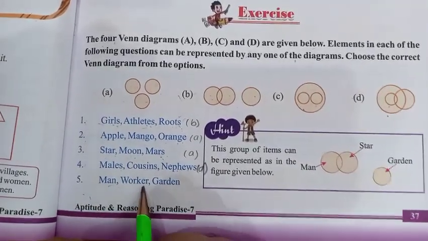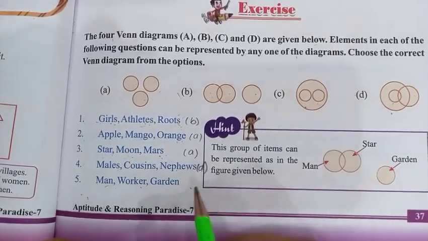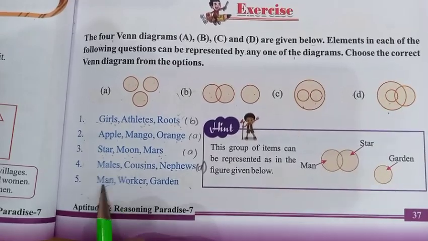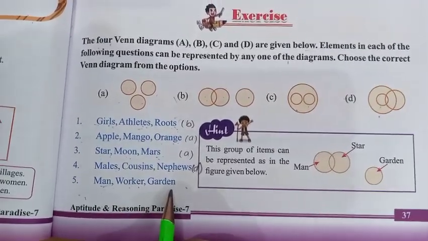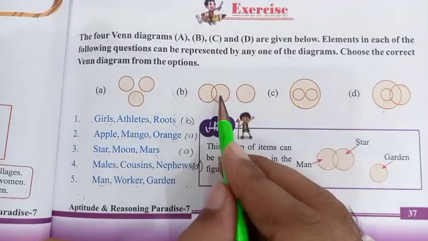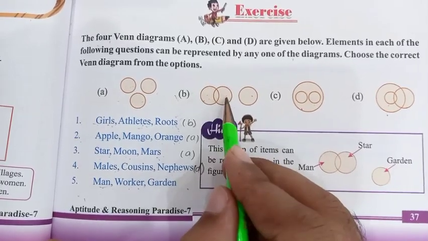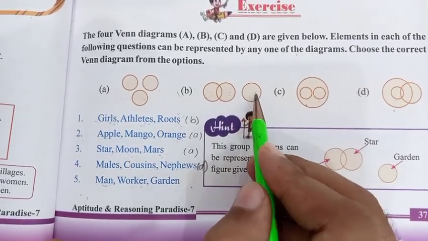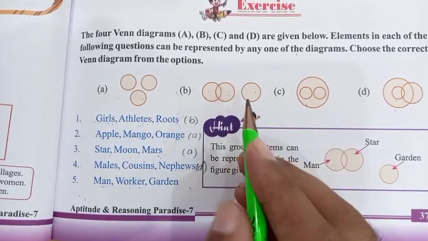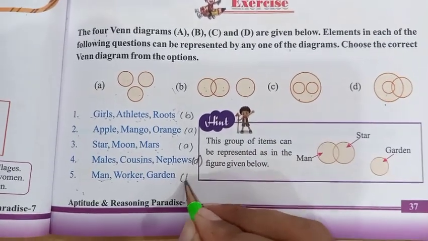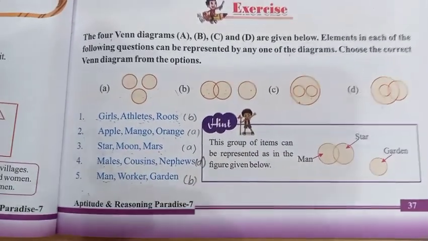Next, man, worker, garden. Man and worker: man can be worker, but garden is different. So man can be worker, meaning they will intersect each other, but garden is different, so it is apart from this group. So the correct option is B. Okay.